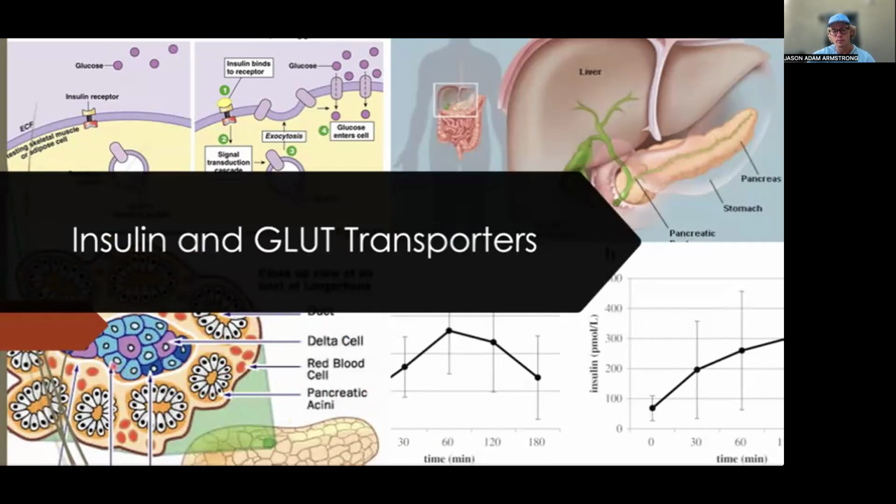So there's light blue. There are also alpha cells in the darker blue. That's where glucagon is produced. So slightly different actions, and we won't get into glucagon now, but that's where it's coming from. Okay. And then we see this picture in the upper left-hand corner.